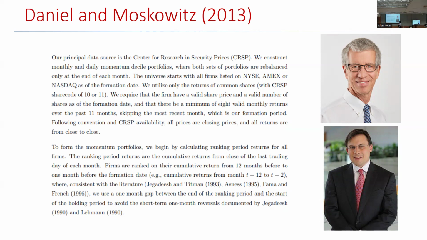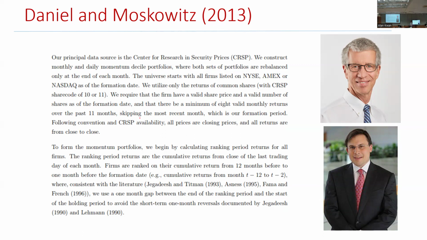So the first thing should be familiar to all of you. We take our principal data from the Center for Research on Security Prices. This is just a 300 megabyte file in your course folder. And then on WRDS, you type Alan is the coolest 123, you click, and then it's yours. Easy. And then the second sentence says, we construct monthly and daily momentum decile portfolios. Okay. Decile portfolios.